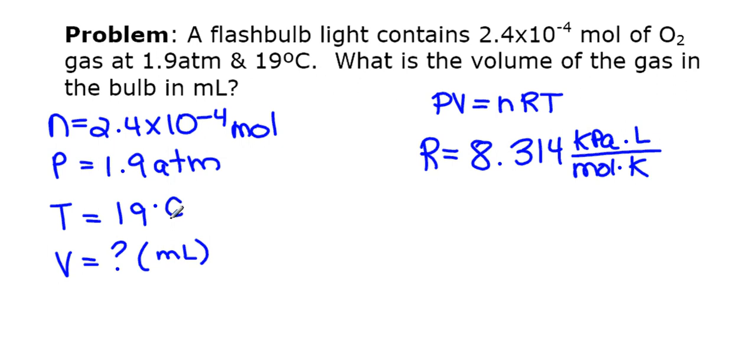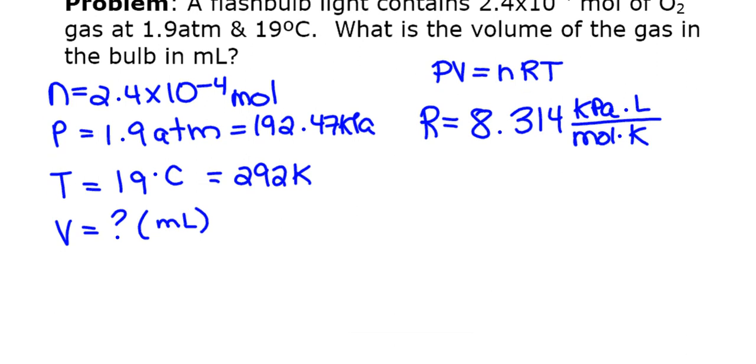All right, so hopefully you gave that a try. When you convert your atmospheres into kilopascals, you should get about 192.47 kilopascals. And for temperature, 292. Again, if you're not remembering how to convert those, go back to our previous lessons where we did those conversions.